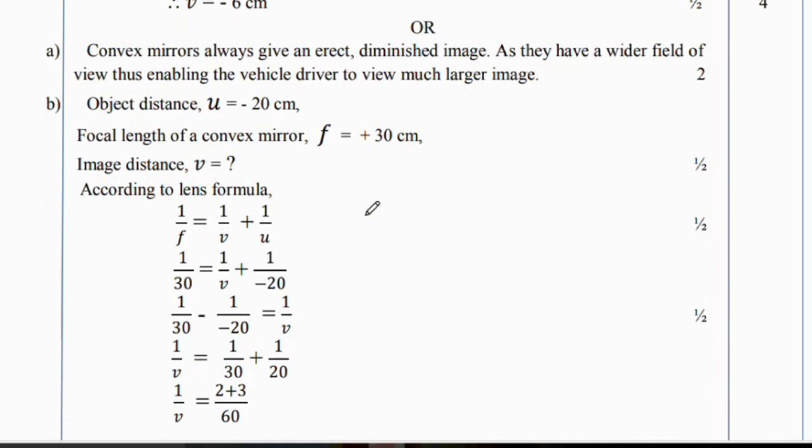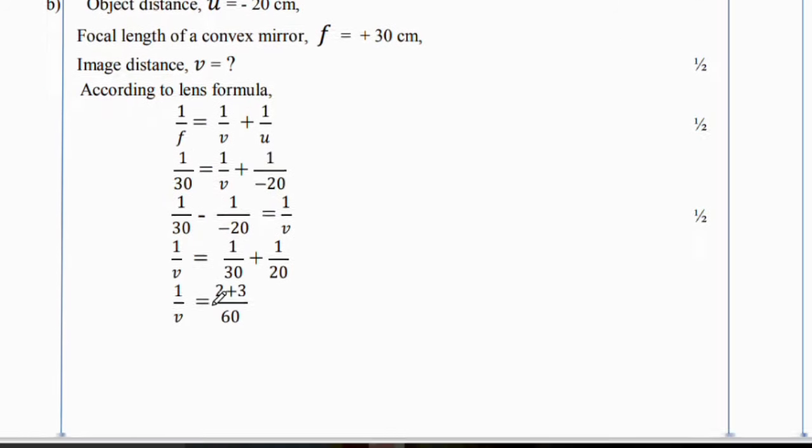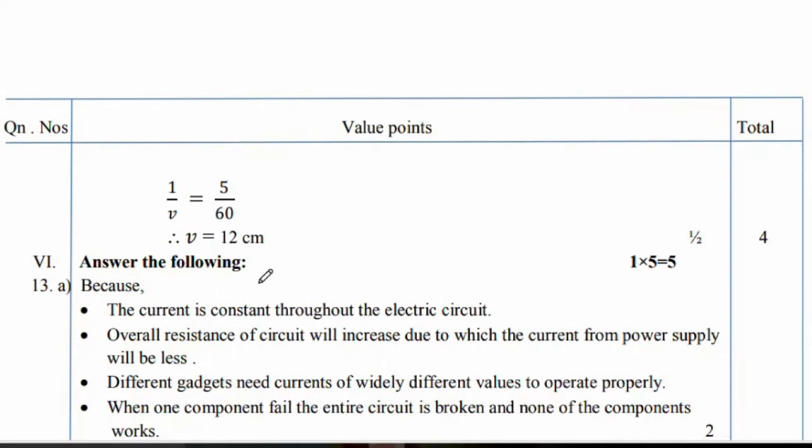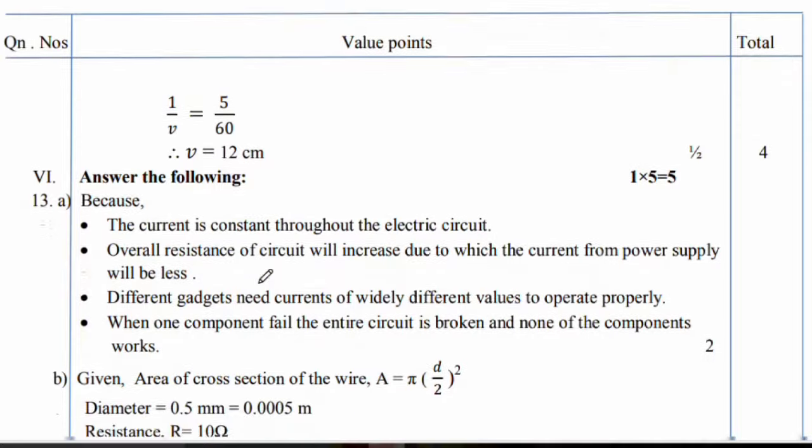Next, in another question, the object distance and the focal length of a convex mirror are given. So we have to find out the image distance v. So which formula do we use here? Mirror formula, 1 by f is equal to 1 by v plus 1 by u. Substitute all the values. Then you are going to get 1 by v is equal to 5 divided by 60. Therefore v is equal to 12 cm.